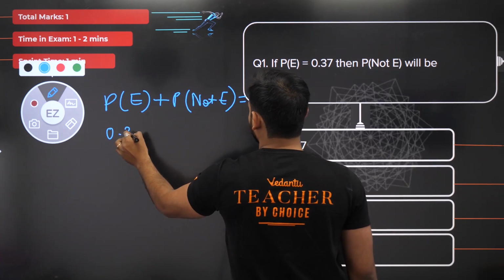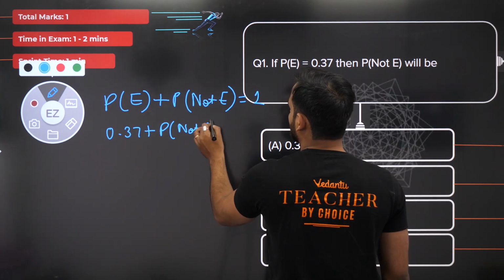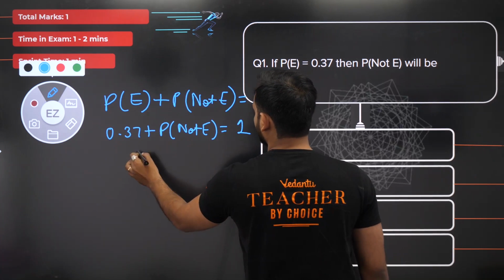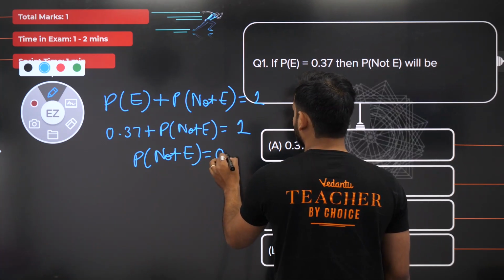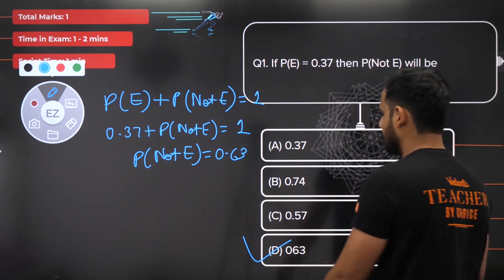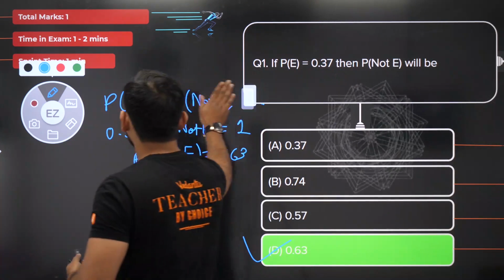This is equal to 0.37. So shift this 0.37, so 1 minus 0.37, so you'll be getting probability of not happening of that event will be equal to 0.63, so the answer is option D. Okay, so the answer is what? Option D. Let's move to the next question.